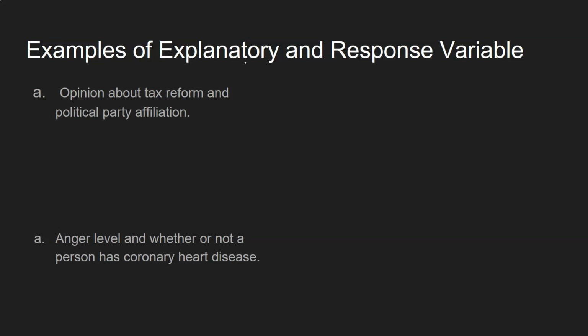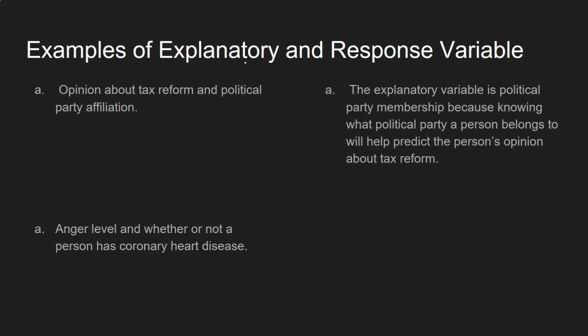Let's start with A. Let's say I wanted to collect some categorical data on your opinion about tax reform and compare that to your political party affiliation. We want to think about which one could predict the other. The explanatory variable here is political party membership, because knowing what political party a person belongs to will help predict that person's opinion about tax reform. So if you want to compare this to independent and dependent variables, here political party membership would be the independent variable, and the opinion about tax reform would be the dependent variable. That should say B there, sorry about that.